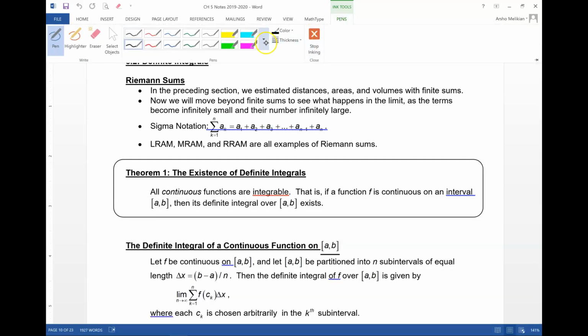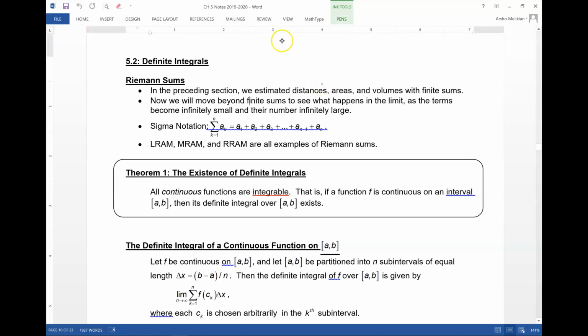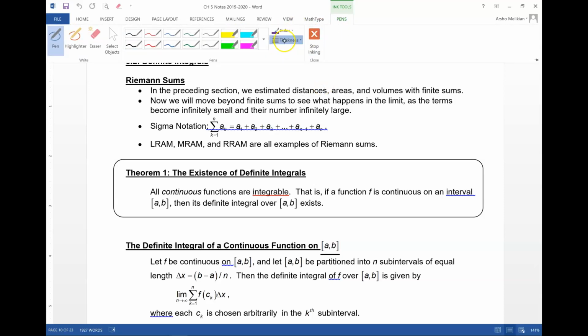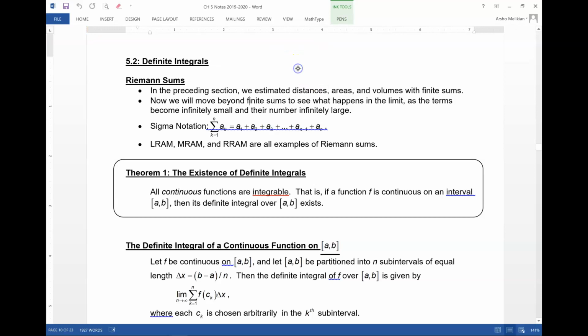We were doing finite sums, and today we're going to move away from finite sums to infinite sums. We're going to see what happens if the number of triangles or the number of rectangles is now infinitely large.